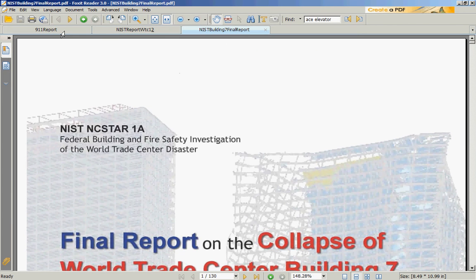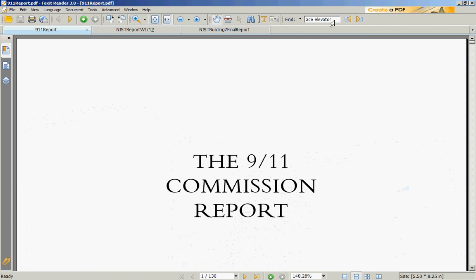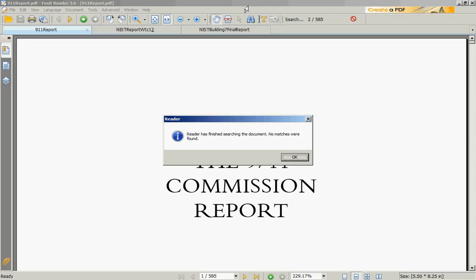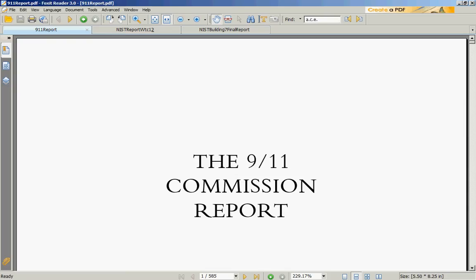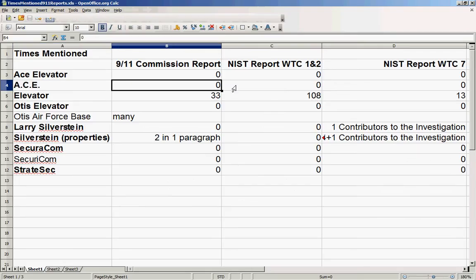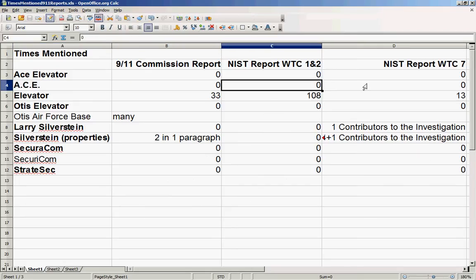We'll try the 9/11 Commission Report first, and we put in A.C.E. And looking through the 585 pages, this company which mysteriously went bankrupt and then disappeared after 9/11, 0 found. So ACE Elevator Company was not mentioned at all in the 9/11 Commission Report. So we got 0, 0, and 0.